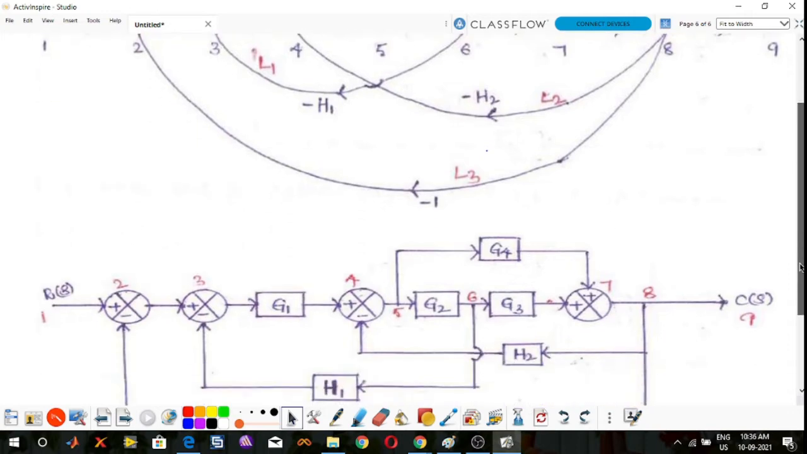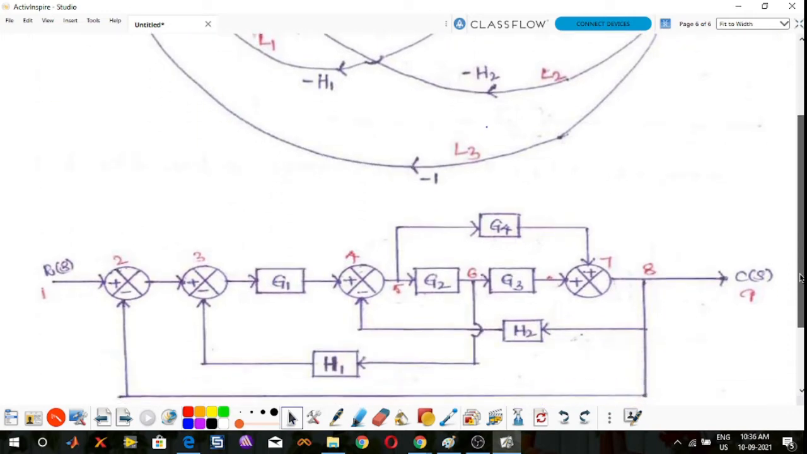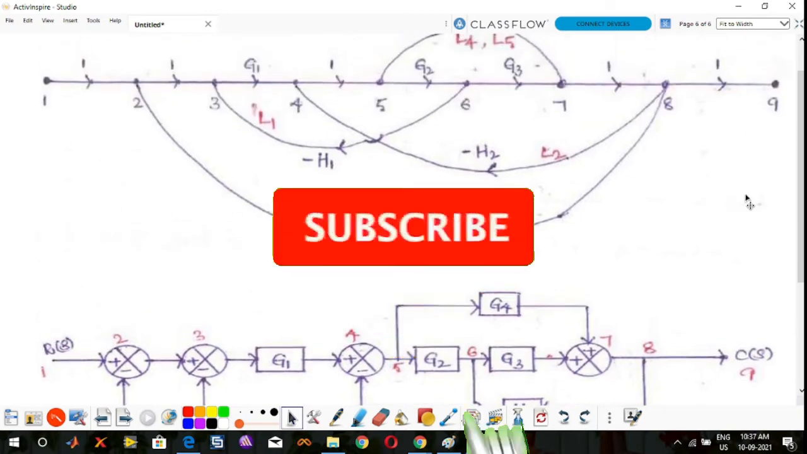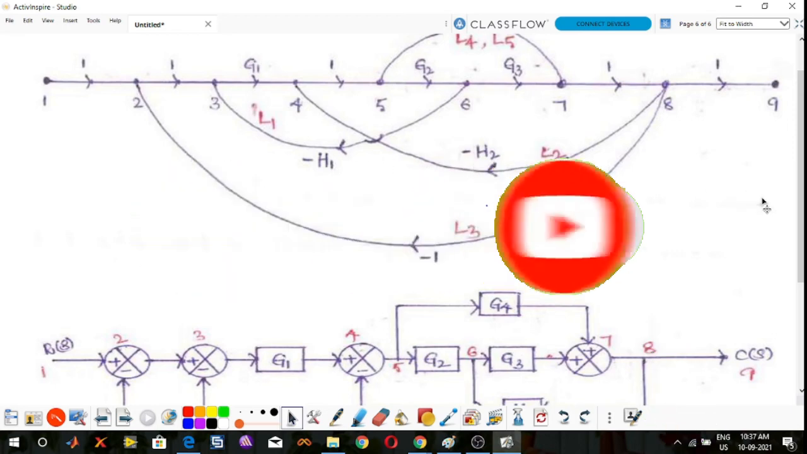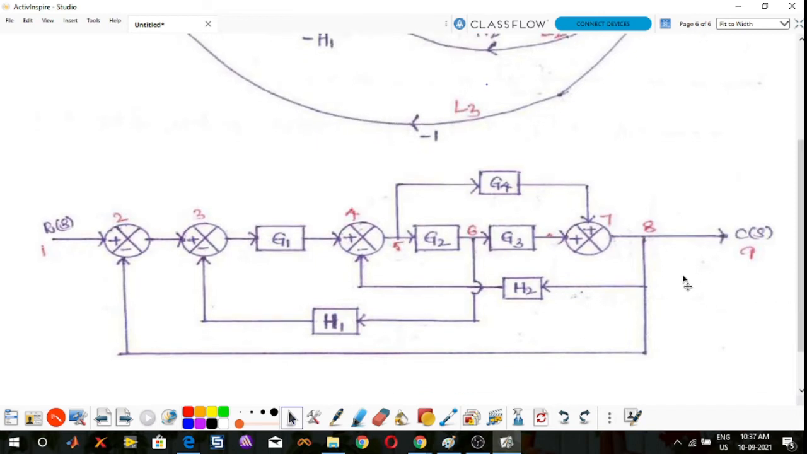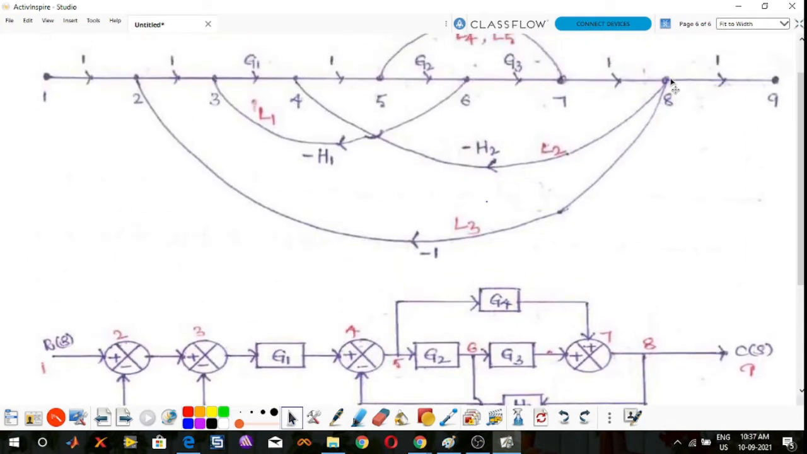Now here in this block diagram, feedback elements are there. From node 8 to node 4, the negative feedback is minus H2. From node 8 to node 2, the unity negative feedback, that is minus 1.